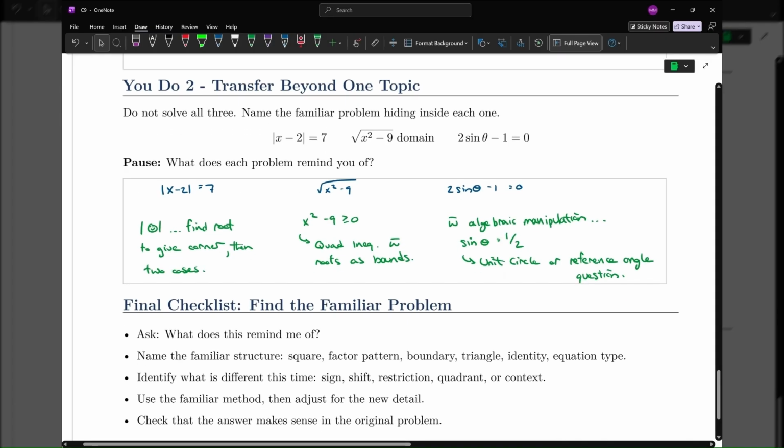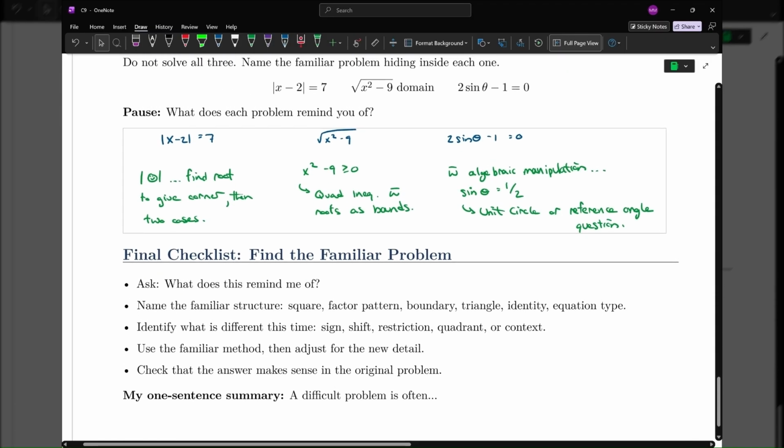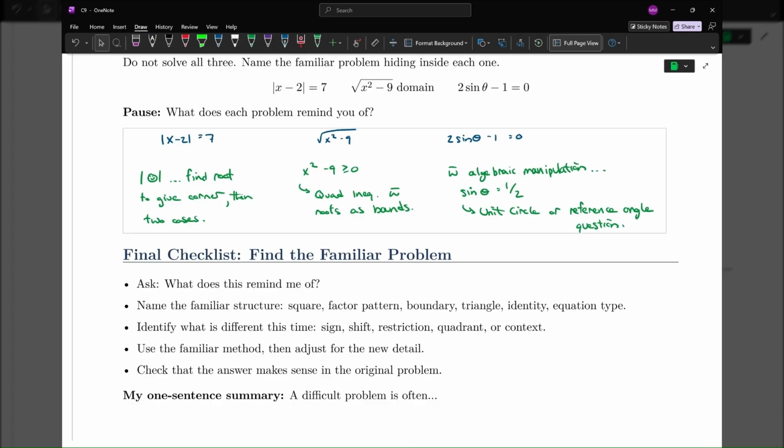So our final checklist here is going to be find the familiar problem. So our question is again asking ourselves, what does this remind me of? So again, just kind of going back to the start. The strong mathematicians, we don't memorize thousands of separate problems. What we want to recognize is familiar structures hiding inside of those unfamiliar ones. So just like chess players recognize patterns, musicians recognize chords, mathematicians recognize structure.